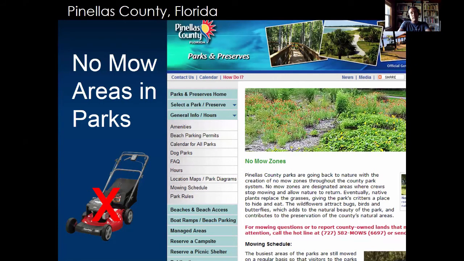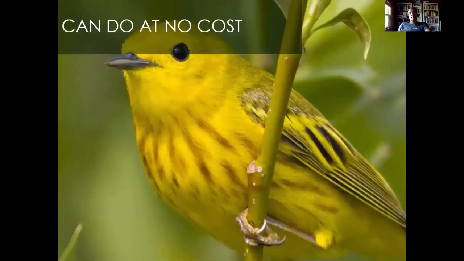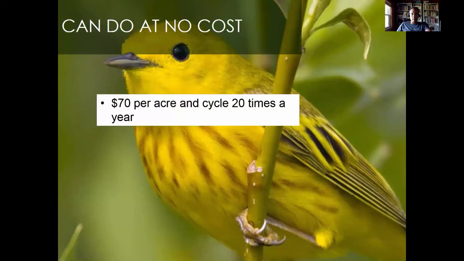So I take from example in Pinellas County, they had what we call no-mow areas in parks. And this is how it works. I changed this to rewilding. I think it's a little more sexy than no-mow. If you're interested in learning more about it, you can Google Pinellas County no-mow, and there's some videos about it. And here's essentially what you do. You can do restoration in cities and parks with no cost and even savings for the city.